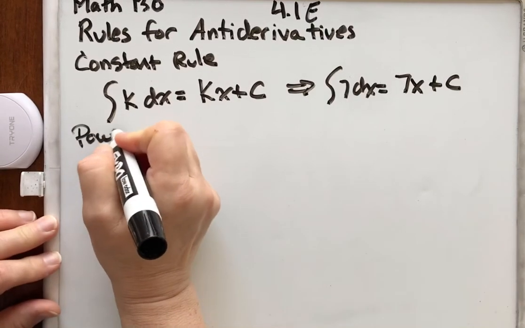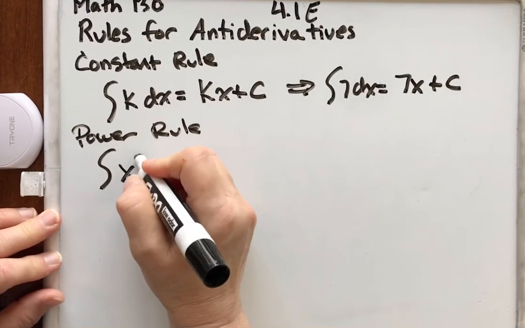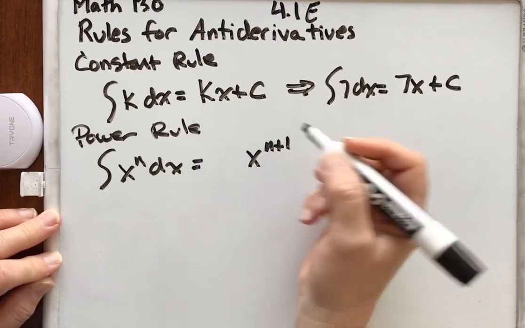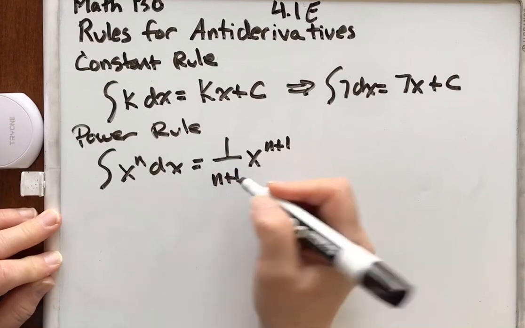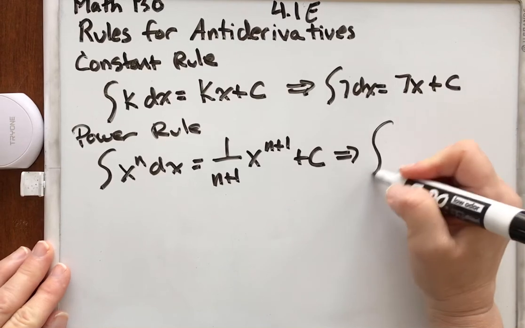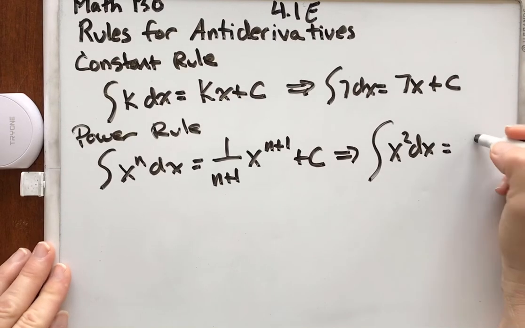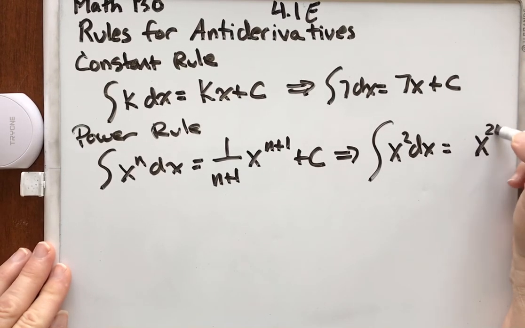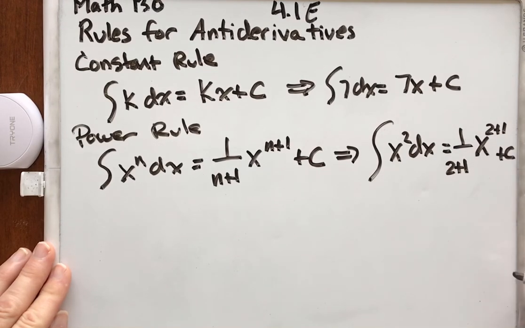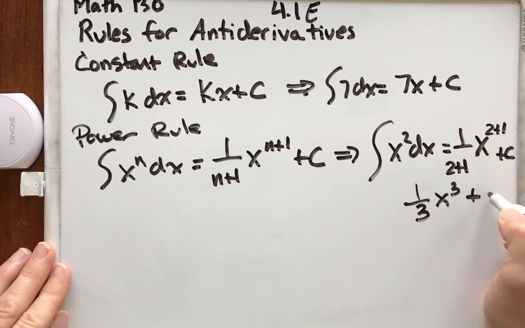Next, the power rule. We've done this one as well. If we integrate x to the n dx, this is going to equal x to the n plus 1 times 1 over n plus 1, plus c. An example of this, if we have x squared dx, this is going to equal x to the, we add 1, so 2 plus 1, times 1 over 2 plus 1, plus c. And of course that's just 1/3 x cubed plus c.